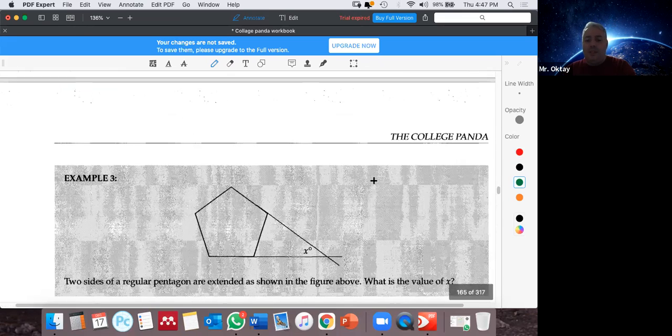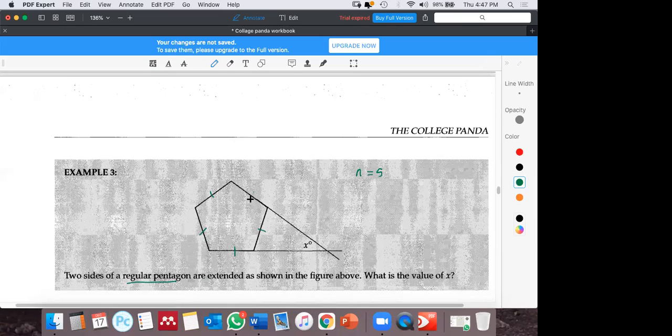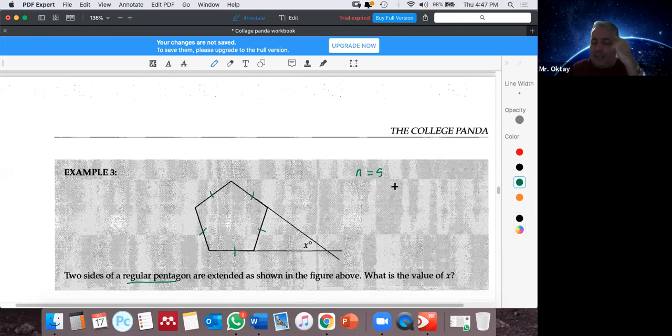Example. Two sides of a regular pentagon. So regular pentagon means there are 5 sides. They are all equal to each other. All the interior angles are equal to each other. Let me calculate. So 180 times 5 minus 2, the sum of all, divided by 5, one of them. So this will be 36, or not? Yes, 36. So 36 times 5 minus 2, 3. So it's 108. So this is now 108.